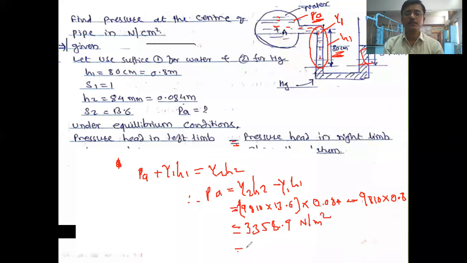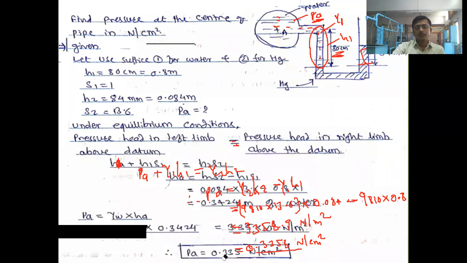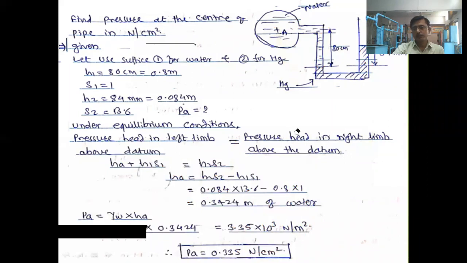I want the answer in Newton per centimeter square. If I divide this by 10 to the power 4, how much? 0.3358 Newton per centimeter square. Right, this is the same answer we got earlier. Yes, sir. You can see here 0.3358. You will get this same answer using both methods. You can use either one of the two methods to solve this problem. So this was our first problem. We'll see the next one now.